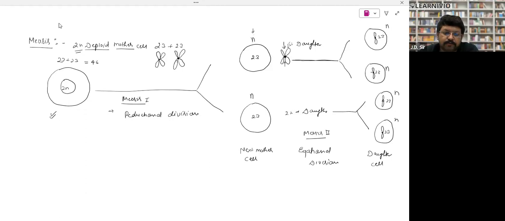Tell me, all of you, is everything clear till meiosis first? Then meiosis second is easy. It's like mitosis only, right?